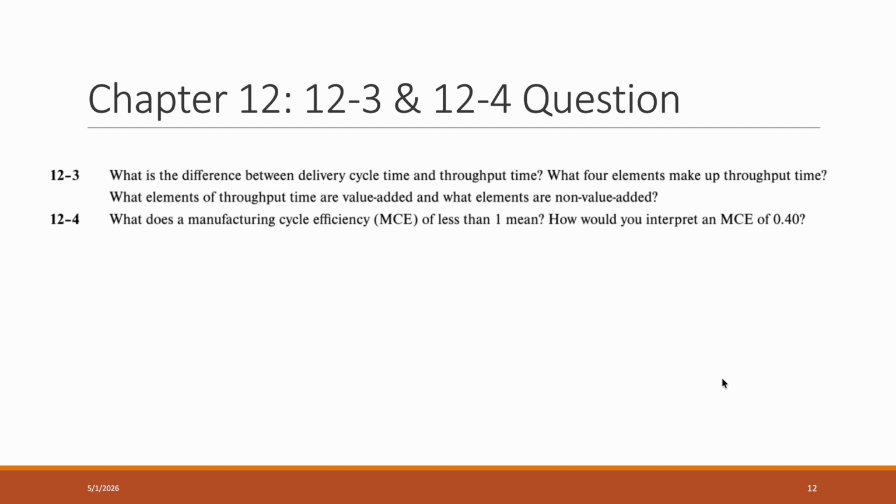Chapter 12, we're going to be looking at 12-3 and 12-4 conceptual questions, and then moving on into an exercise question, testing out the calculation side of the concepts covered in 12-3 and 12-4. Starting with 12-3, we're going to be answering, what is the difference between delivery cycle time and throughput time? What 4 elements make up throughput time? What elements of throughput time are value added and what elements are non-value added? And then in 12-4, what does a manufacturing cycle efficiency, or MCE, of less than 1 mean? How would you interpret an MCE of 0.4?